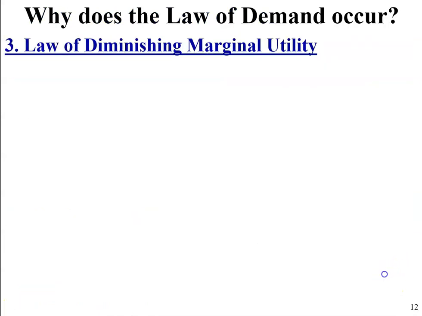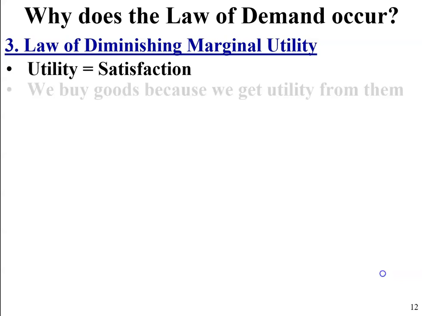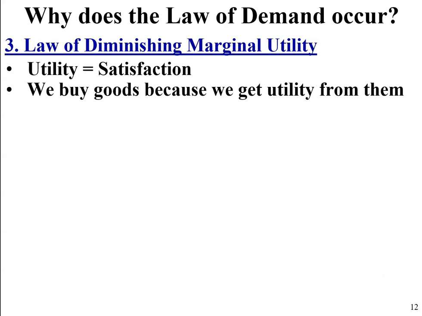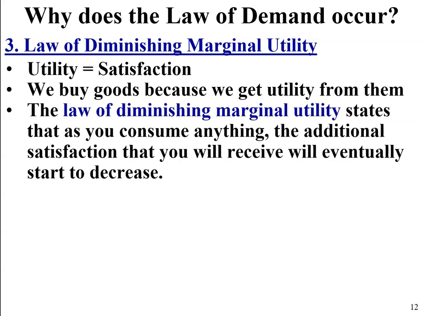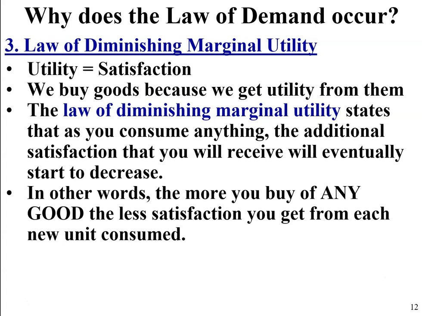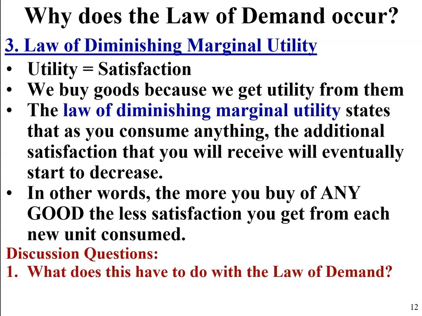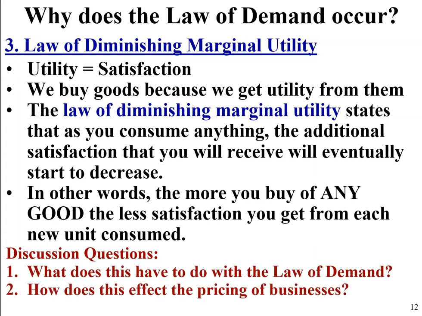The law of diminishing marginal utility. Again, as a reminder from Unit 1, utility means satisfaction. We buy goods because we get utility from them. The law of diminishing marginal utility states that as you consume anything, the additional satisfaction that you will receive will eventually start to decrease. In other words, the more you buy of any good, the less satisfaction you get from each of the new units consumed. What does this have to do with the law of demand? How does this affect the pricing of business? Hopefully we'll answer those questions for you.